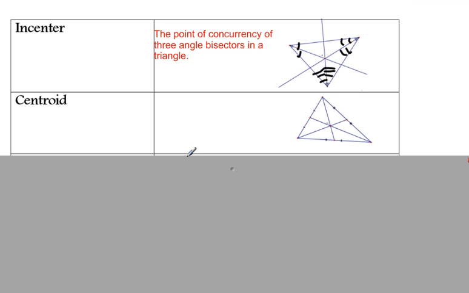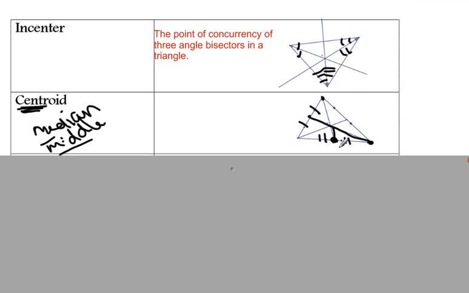The next vocabulary word is called a centroid. Remember, center and centroid sound the same, and so do middle and median. Well, centroid, center, middle, median, is going to be where 3 medians intersect in a triangle. So we know these are medians because they connect a vertex to the opposite side at the opposite side's midpoint.